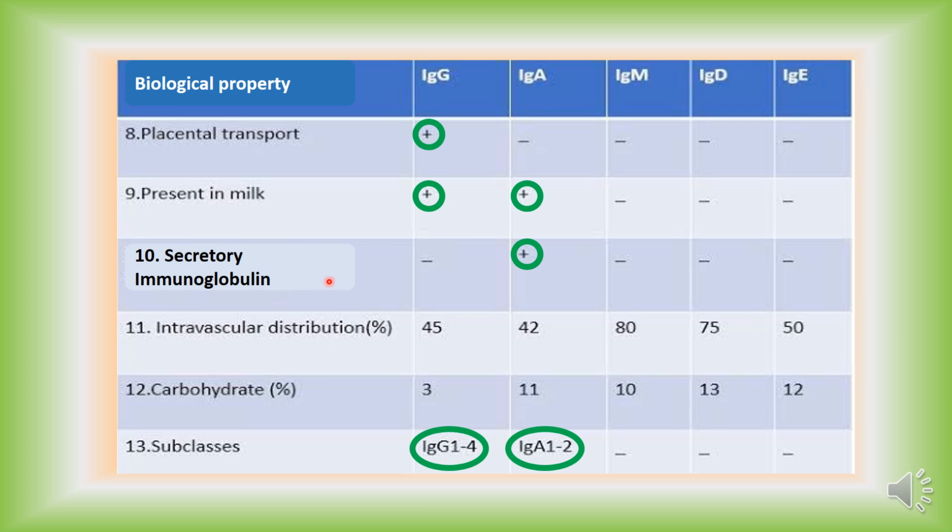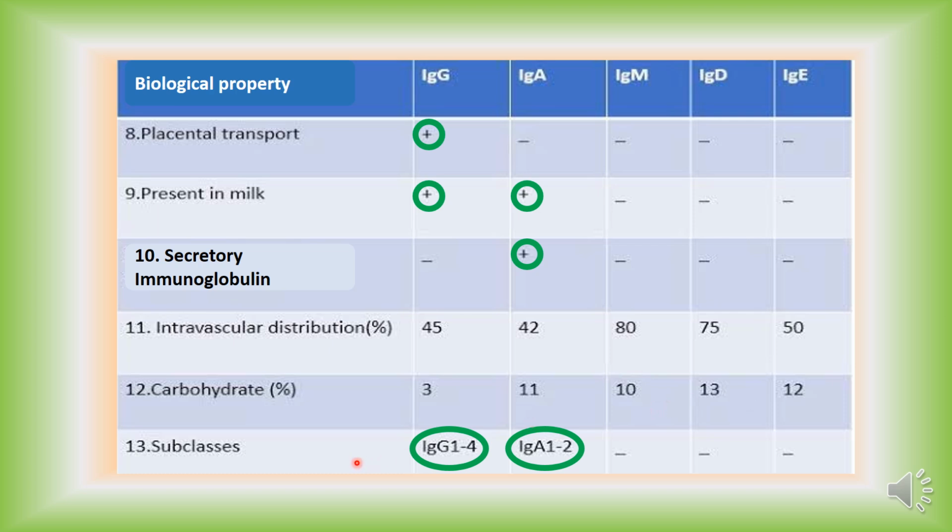The secretory immunoglobulin is immunoglobulin A, and it is secreted by the seromucous glands. Intravascular distribution is highest in immunoglobulin M. The carbohydrate content is seen to be highest in immunoglobulin D, followed by E and M.